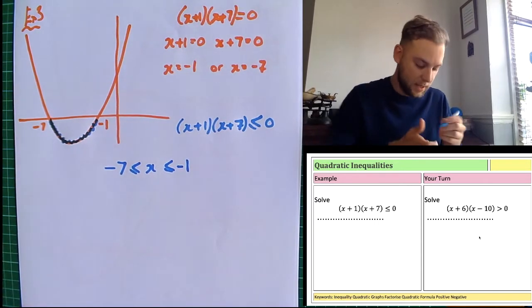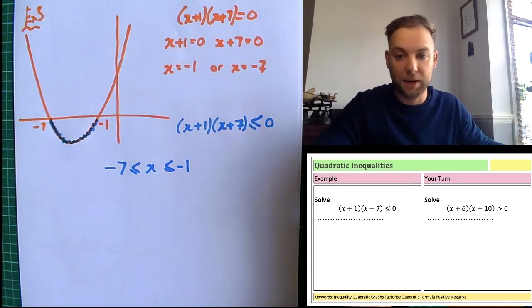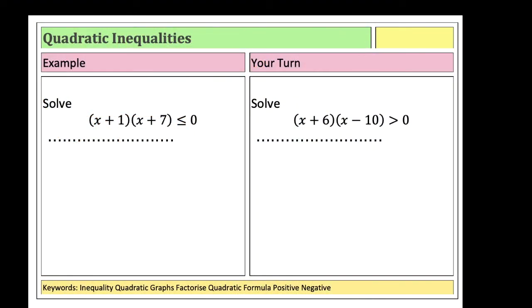Brilliant. So what I'm going to suggest you do is pause now and have a little go at the one on the right hand side. I am going to go through it in a second.